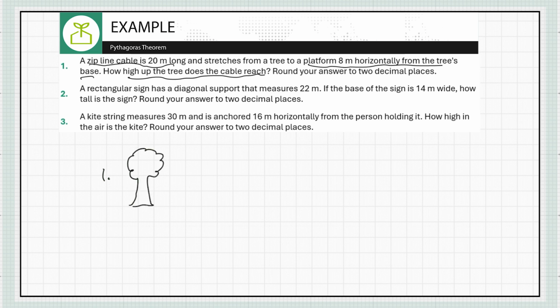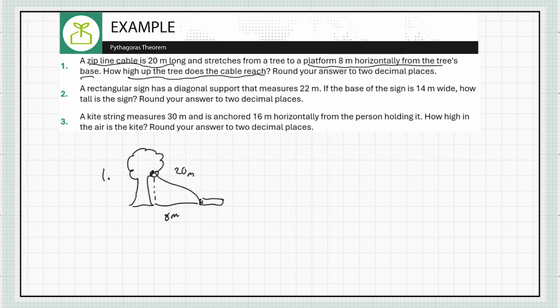So here's our tree. There is a zip line going from here all the way to the ground. There is a platform here, and that platform is 8 meters away. The zip line is 20 meters long. We want to know how far up we were putting that zip line.